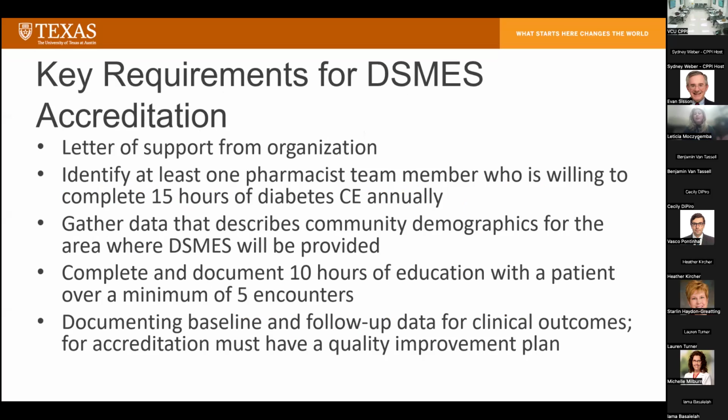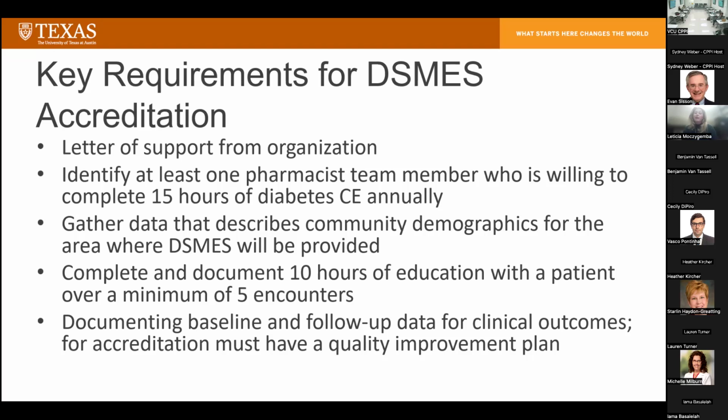The American Diabetes Association also has requirements that are similar, but slightly different. So some of the key considerations as you're thinking about what a community pharmacy might have to do to be accredited as a DSMES site: one is having a letter of support that indicates essentially administrative support. And so the organization is saying that they are committed to the organization being a site for DSMES.